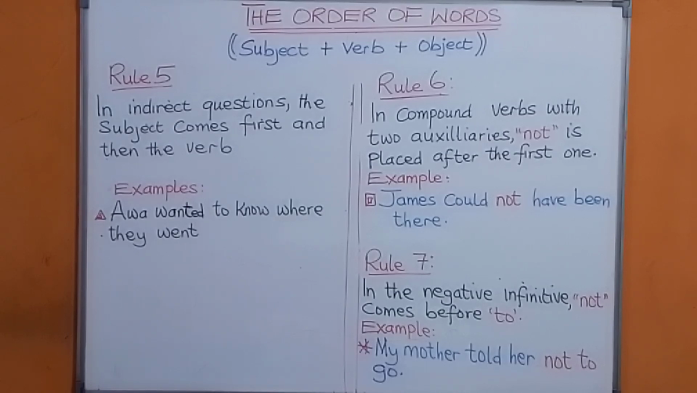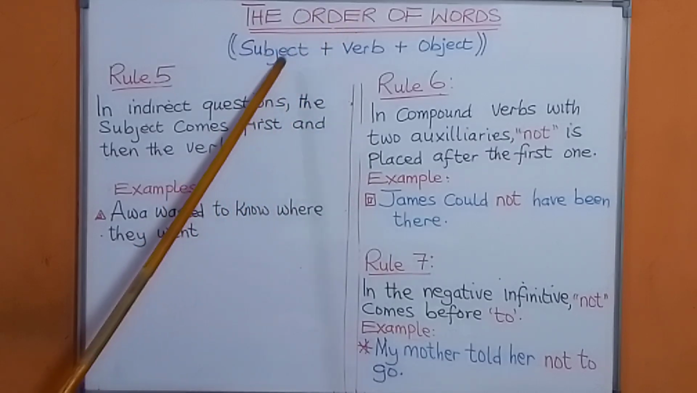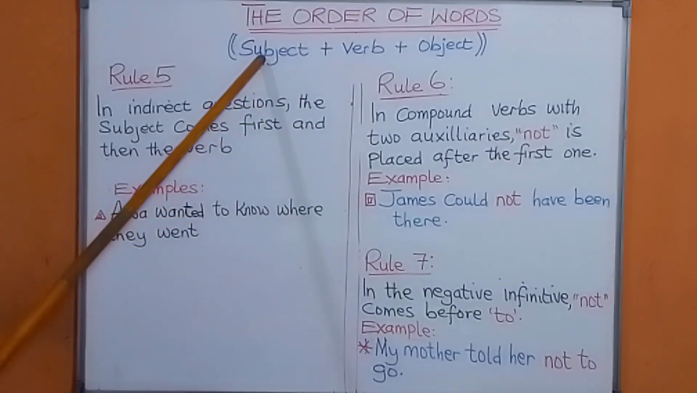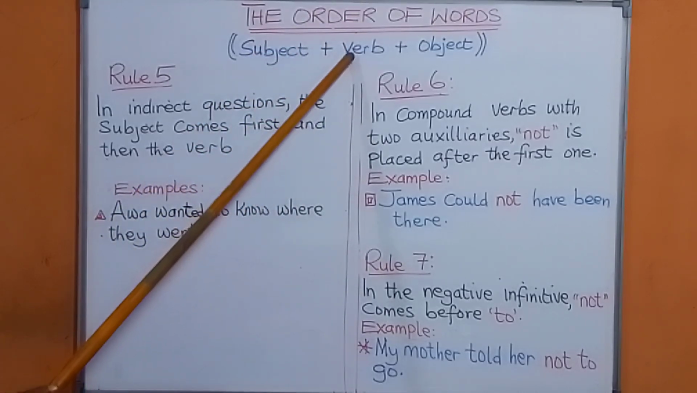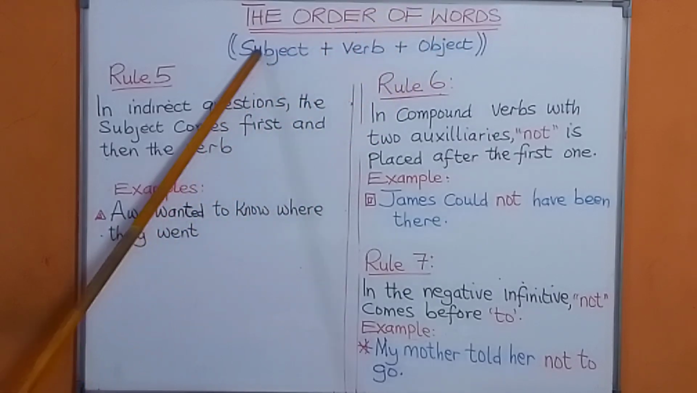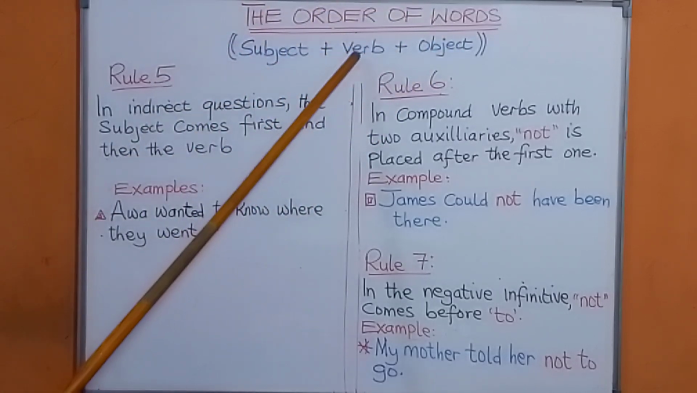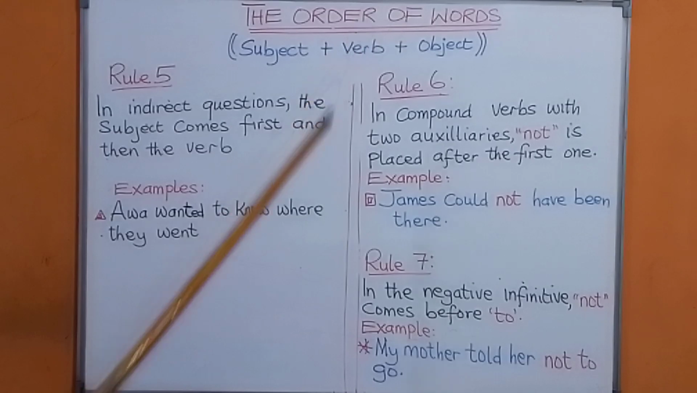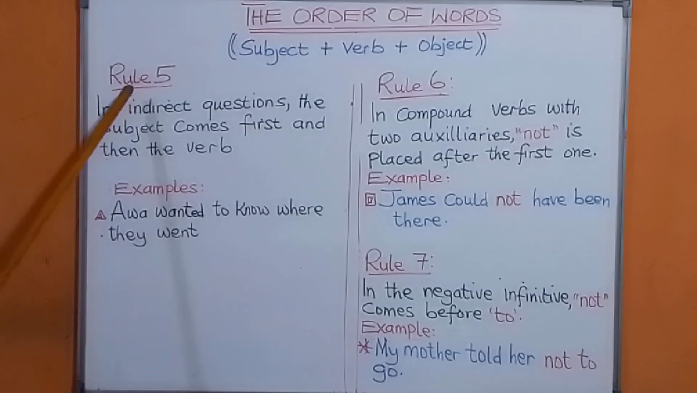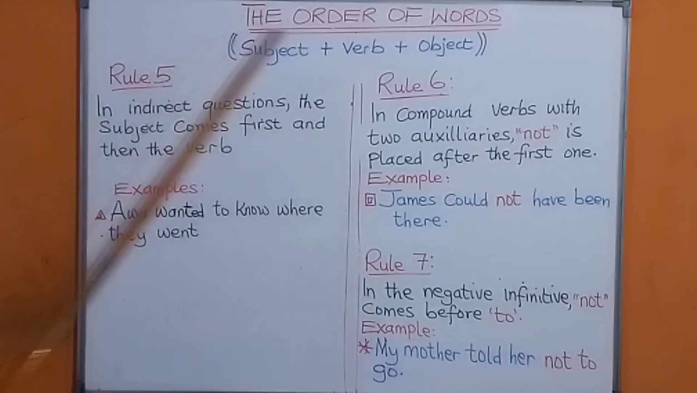Now we say the correct order of your words is the subject, then the verb, and the object. Subject, you put the verb, you put the object. And we'll be looking at rules that will guide you, that will help you in doing this. We've looked at rule 1 to rule 4. We're going to look at rule 5, 6, and 7.